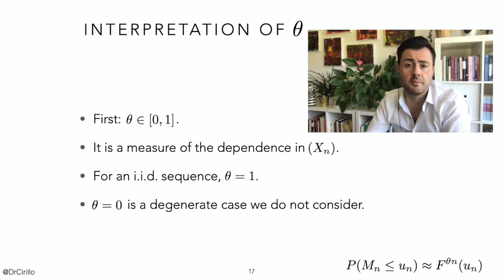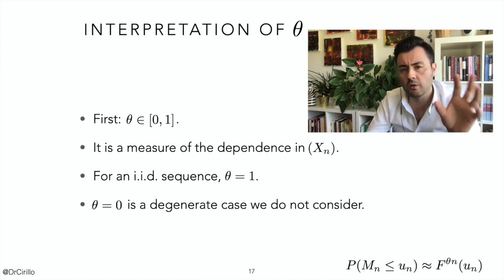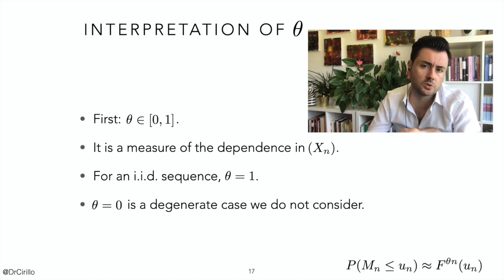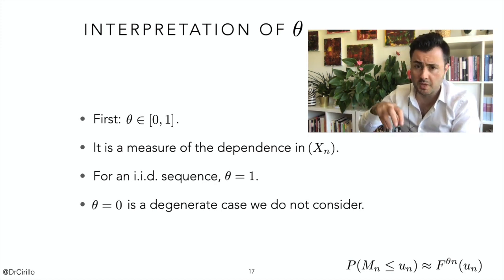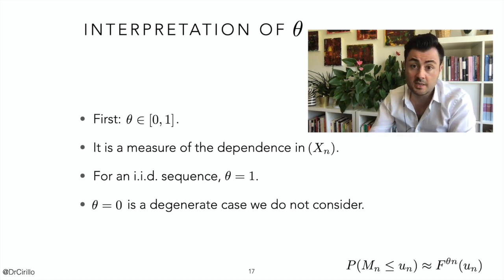In principle, it can be exactly 0, but this is an extremely pathological, degenerate case that we do not consider. So for us, theta will always be smaller than or equal to 1 and strictly larger than 0. If we have a collection x1, x2, ..., xn of i.i.d. observations with distribution F, we know that the distribution of the maximum can be expressed as F to the power of n, where, I repeat, F is the CDF of our x's.